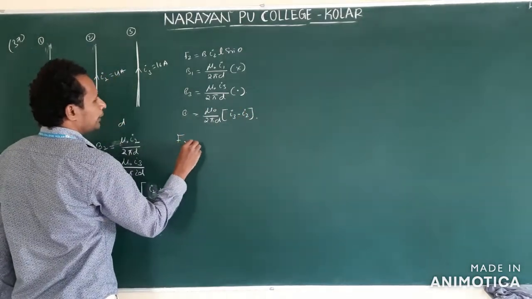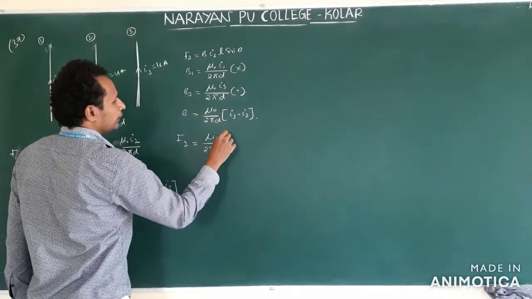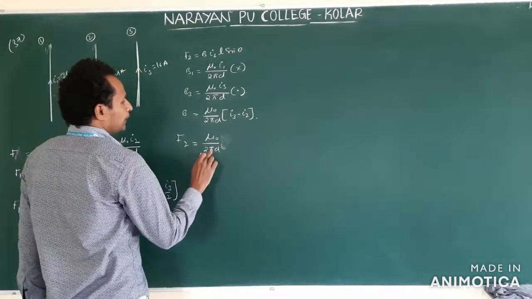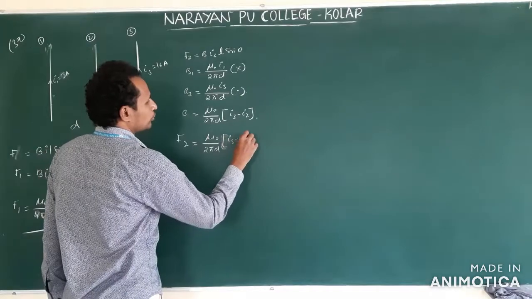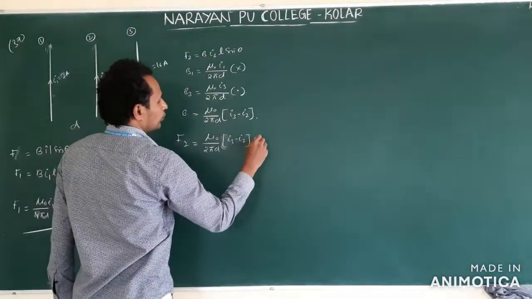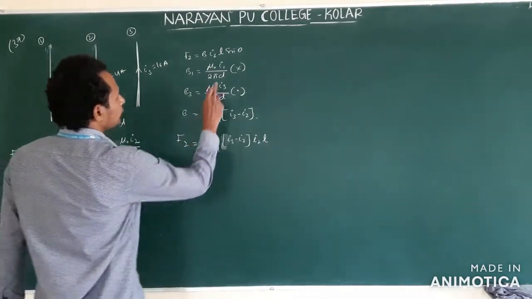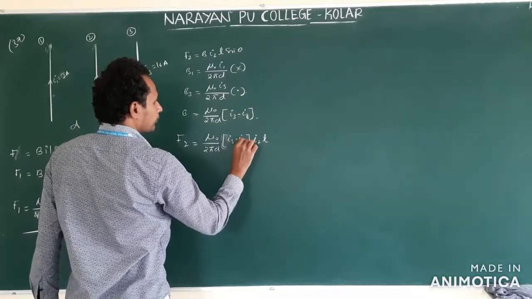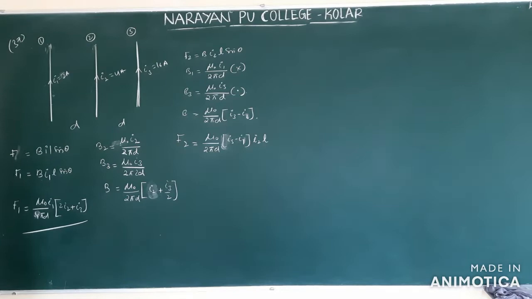Then F2 will be, B is mu naught by 2 pi d. Okay, B I am substituting, so I3 minus I2 into I2 L. This is I1, not I2. I1, okay? Clear? What are they asking? They are asking the ratio F1 by F2.